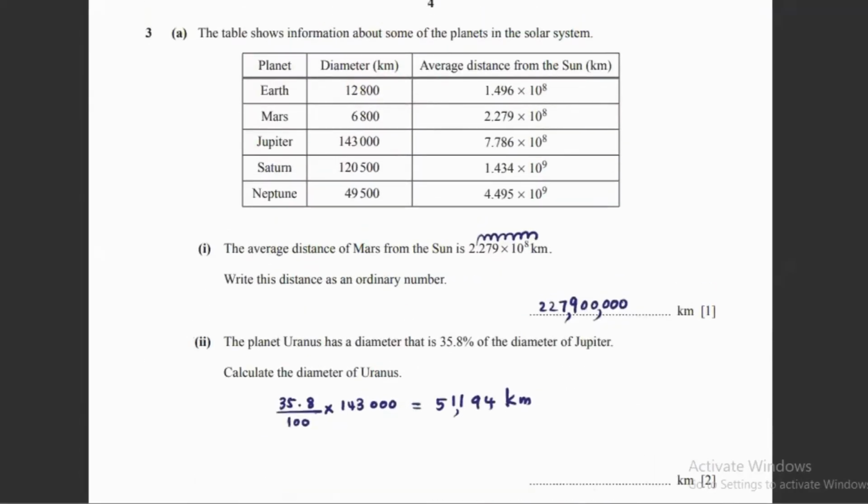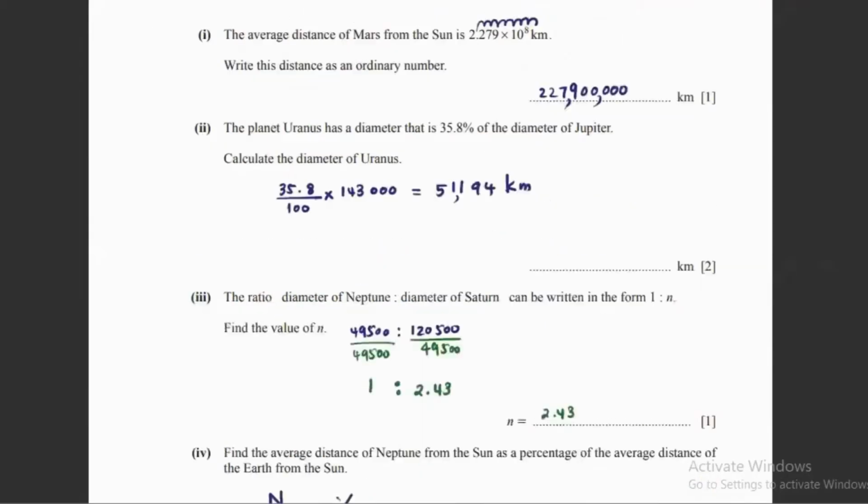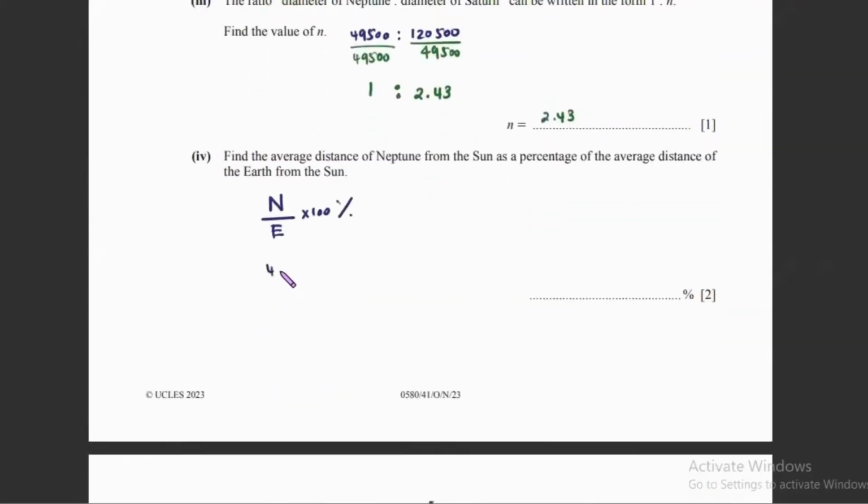So the average distance is 4.495 into 10 to the power 9. And for Earth, we have 1.496 into 10 to the power 8. And then we need to times it by 100 to convert it into a percentage. I can cross out 10 to the power 8 with 8 tens in this 10 to the power 9. So we will be left with 1 ten there.